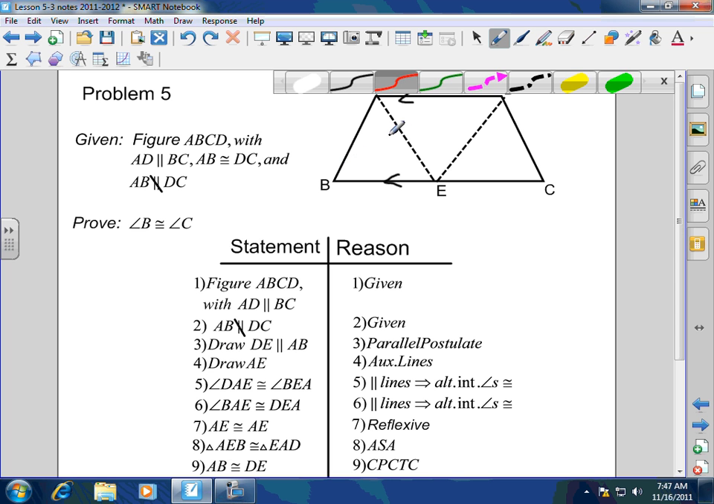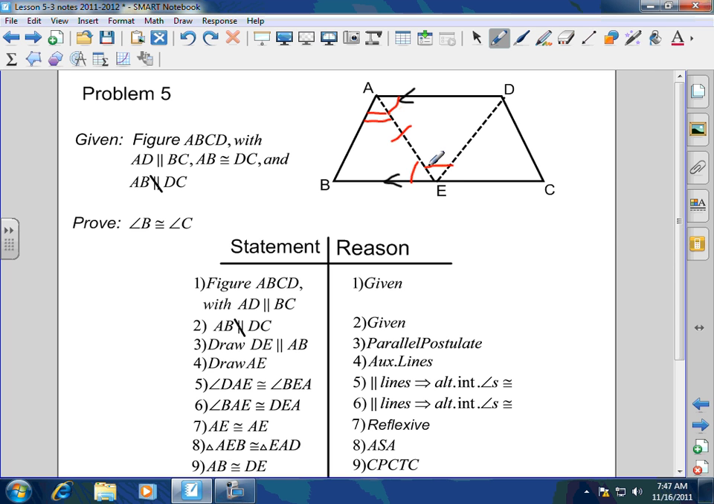So far we've got AE congruent to itself because of reflexive. DAE congruent to BEA. We also have BAE congruent to DEA. So now, easy. Triangle AEB is congruent to triangle EAD, angle, side, angle. From there, AB is congruent to DE because of CPCTC.